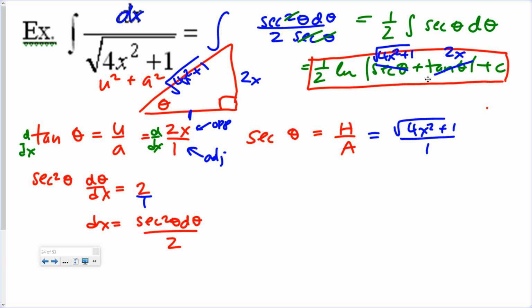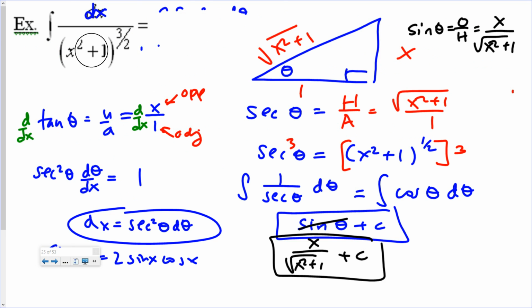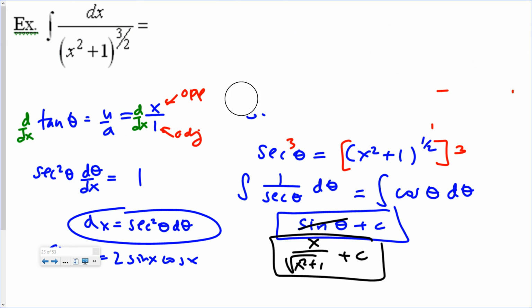You guys good with that? You guys feeling more confident? Yes. Okay, well, let me see if I can destroy that. Here we go. Let's look at this third problem.